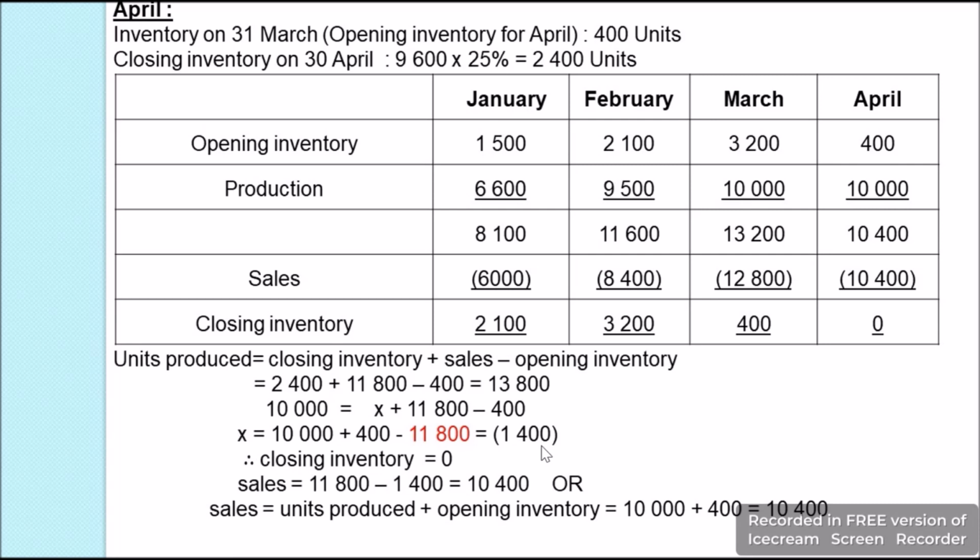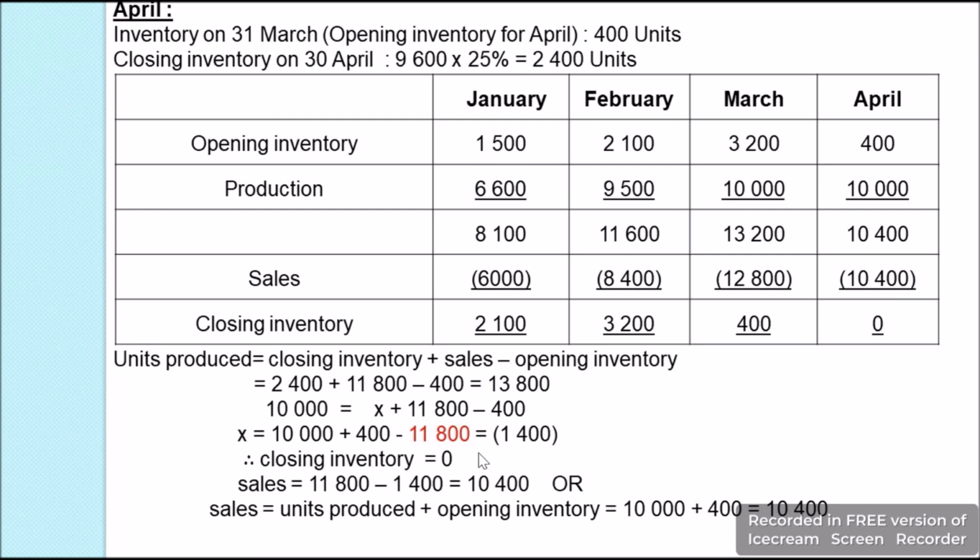So for this reason, we'll make our closing inventory equal to 0. That is, we don't have any closing inventory or any goods as closing inventory. So now we have to change the sales because we are not able to produce the required amount of units to sell the goods which we have estimated.